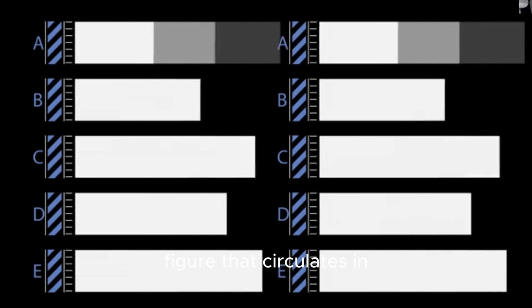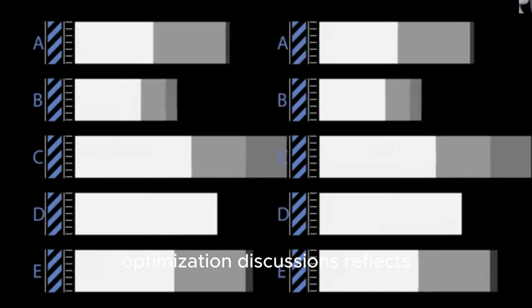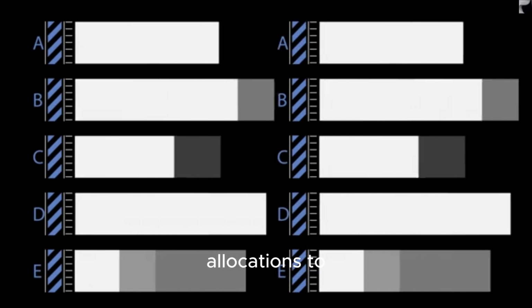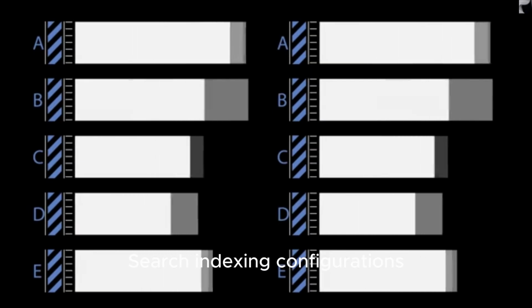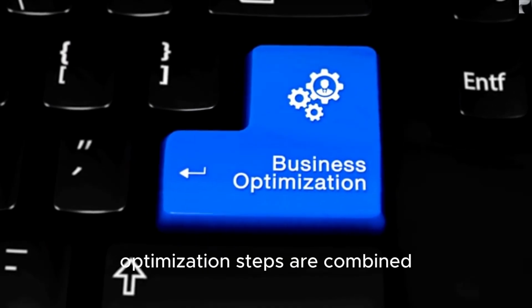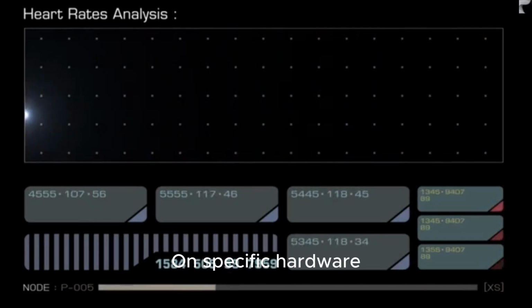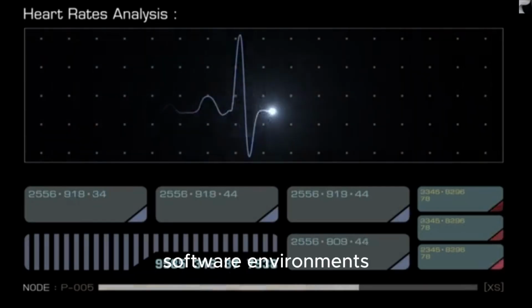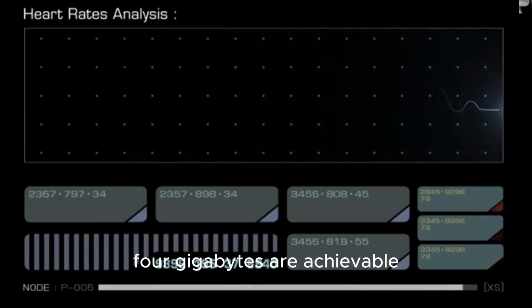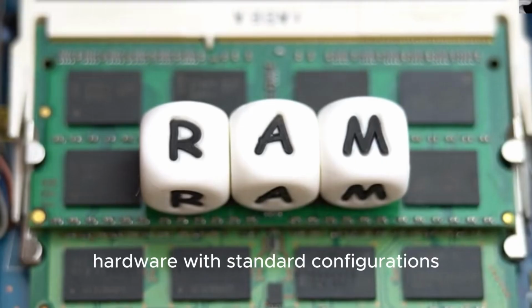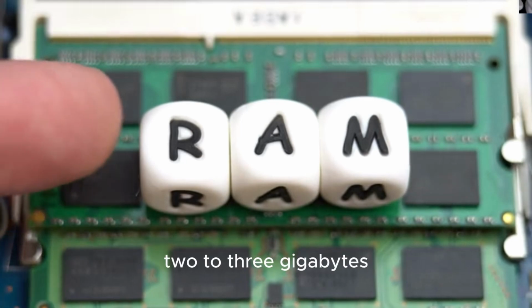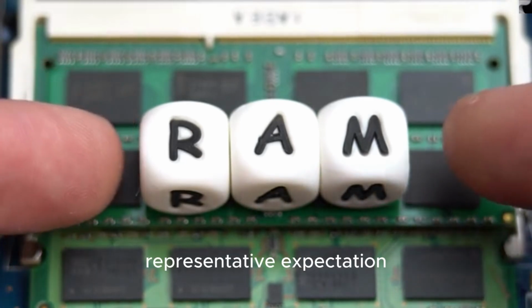The 4 gigabyte figure that circulates in optimization discussions reflects configurations where additional factors contribute. Systems with larger memory allocations to Copilot services, systems running additional virtualization features, systems with aggressive search indexing configurations, or systems where multiple optimization steps are combined, including startup program reduction and additional background service management. On specific hardware configurations with specific software environments, reductions approaching 4 gigabytes are achievable. On typical mid-range hardware with standard configurations, reductions of 2 to 3 gigabytes represent a more representative expectation.